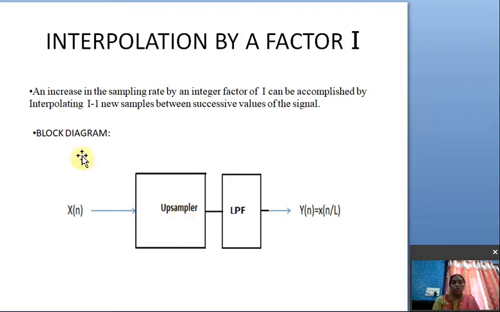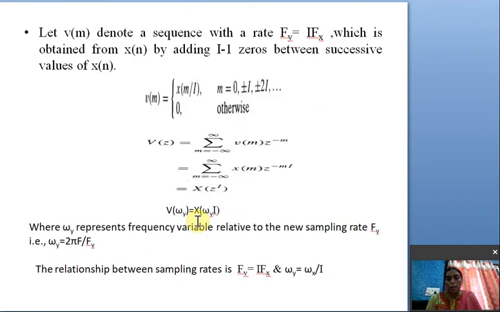First, an increase in the sampling rate by an integer factor of I can be accomplished by interpolating I minus 1 new samples between the successive values of the signal. Okay, as I said earlier. So that is the story. Now coming to the block diagram. So this is the block diagram. First of all use the upsampling action, then use the low pass filtering action, then you can get the sampling rate increment.